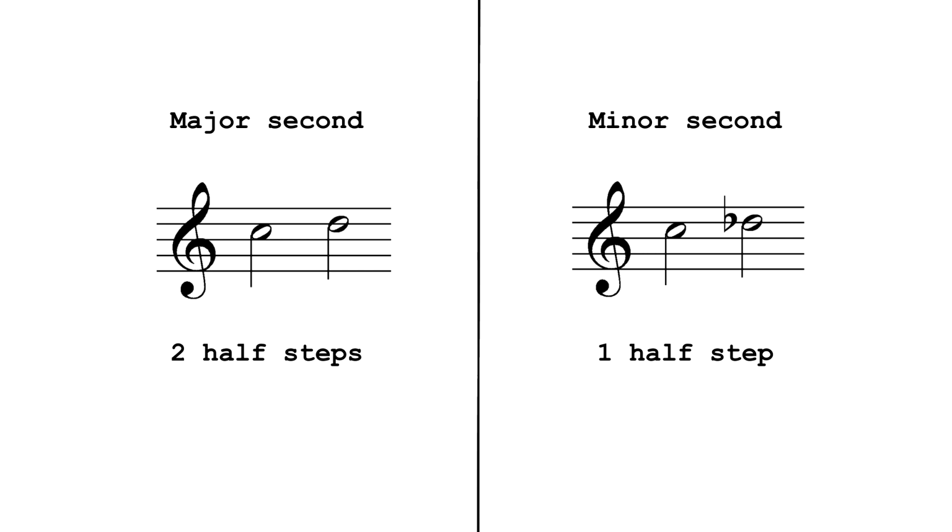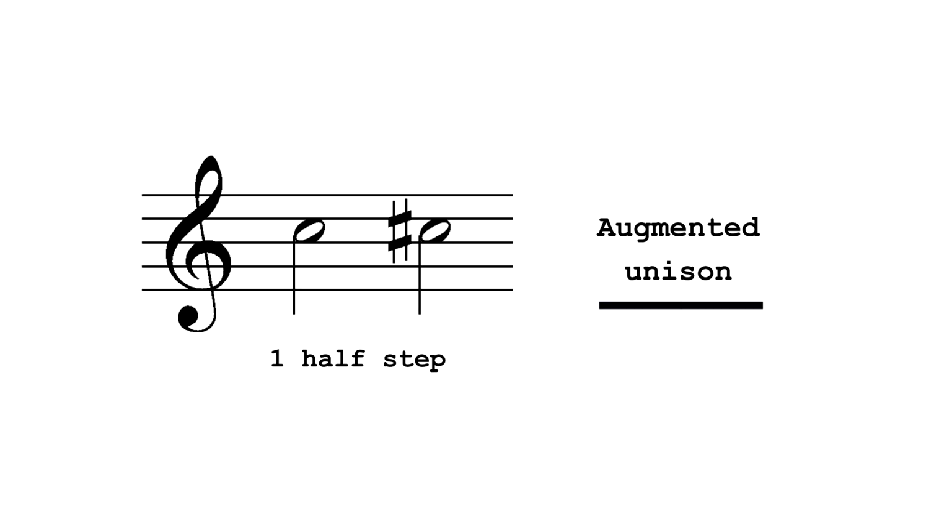But what happens if you go from C natural to C sharp? Then that is called an augmented unison. That's nonsense! The word unison means one single sound. Spell that note D flat instead.